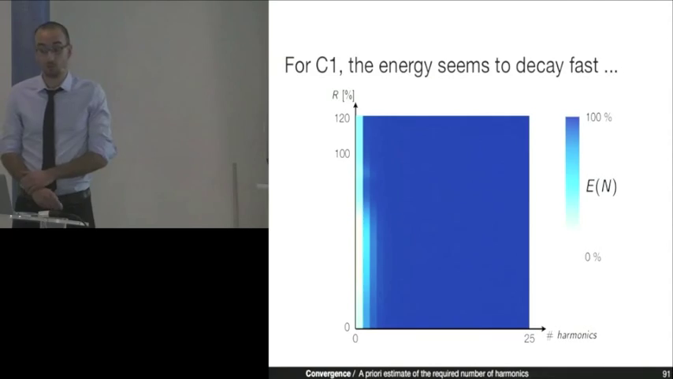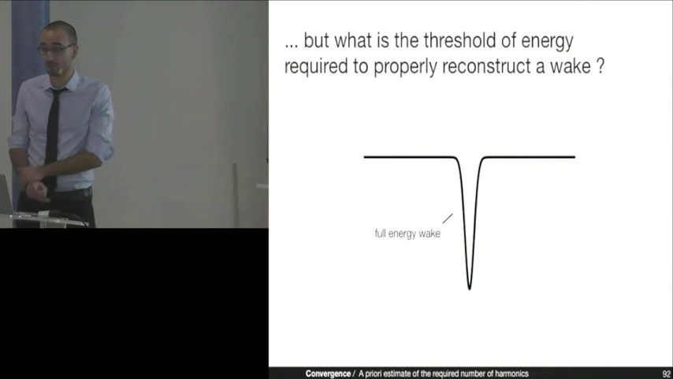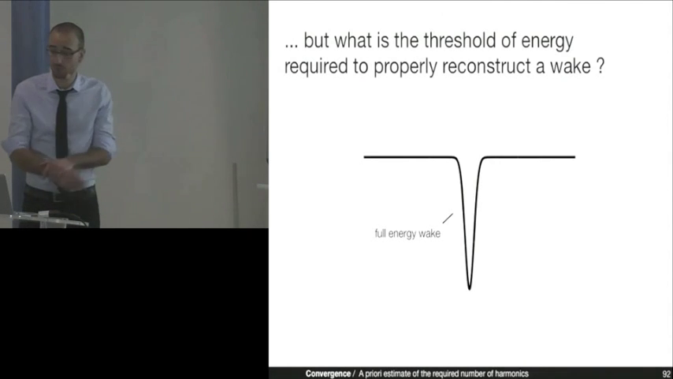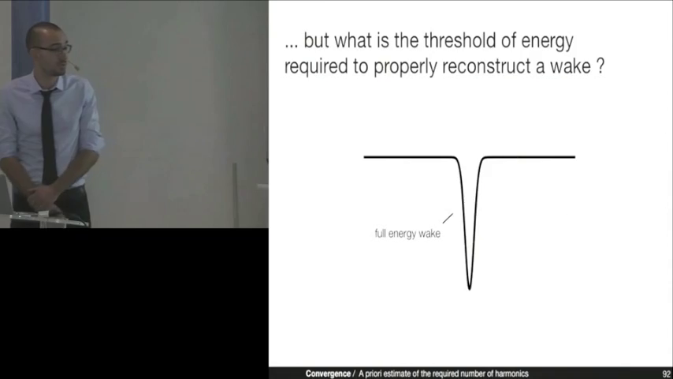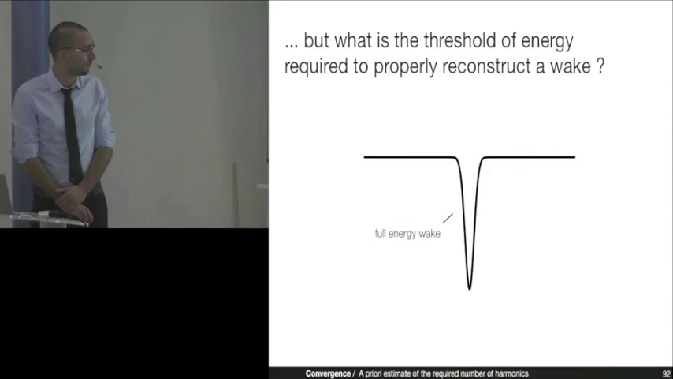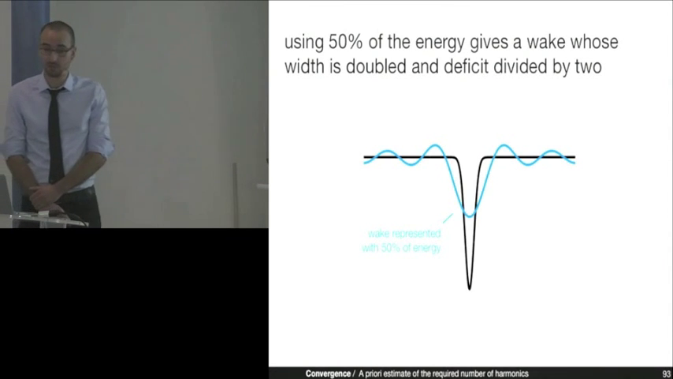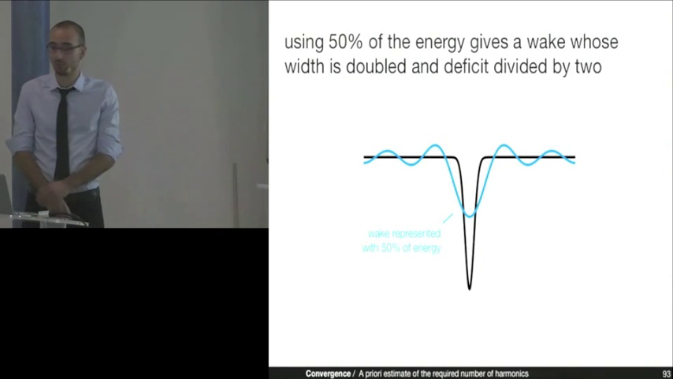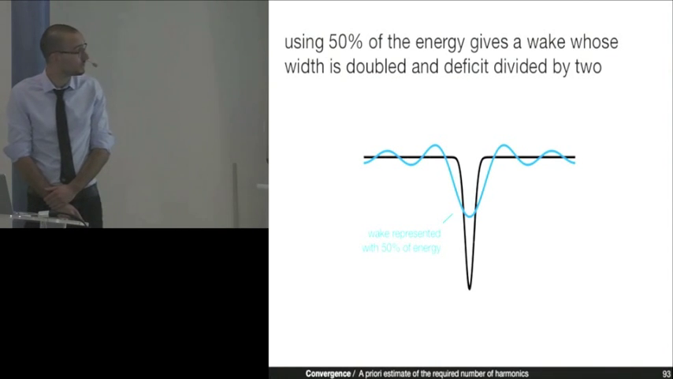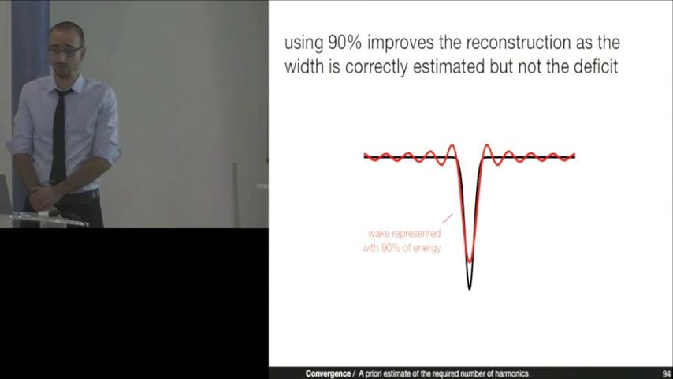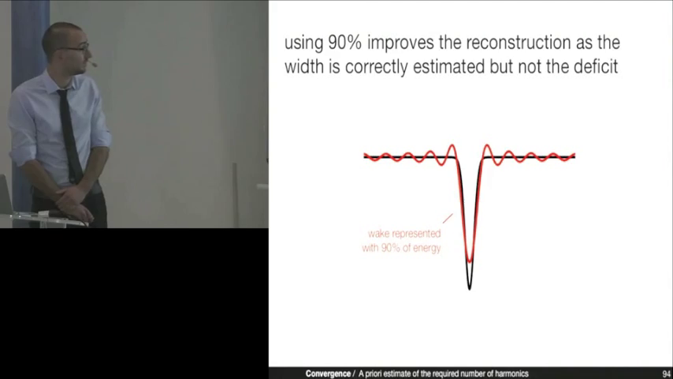Okay, that's good, but what is the threshold of energy required to properly reconstruct a tangential distortion, for instance, here, a wake? So we take a full energy wake, and we reconstruct this wake using a varying number of harmonics, varying levels of energy. If we represent this wake using only 50% of the energy, we get the blue wake, which is just bad because we get neither the width nor the deficit of the wake. Using now 90% of the energy improves the reconstruction, but still the width is badly estimated, and the deficit too.